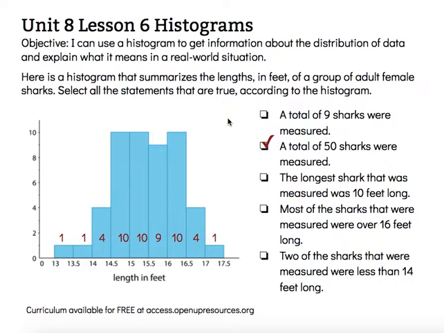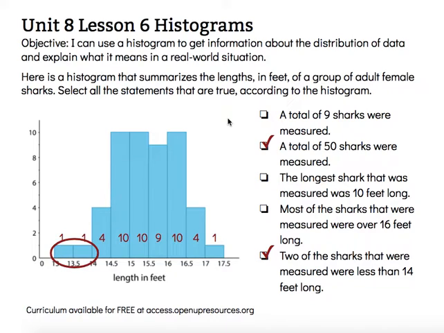The last statement says 2 of the sharks that were measured were less than 14 feet long. So again, looking on the x-axis, looking at those bins of measurements that are less than 14 feet, I do in fact have 2 sharks that are somewhere in between 13 and 14 feet, but not quite 14 feet long. So that statement is correct.